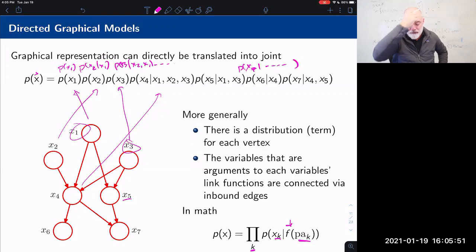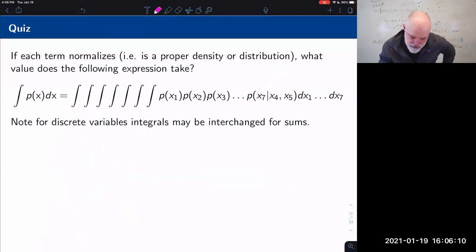Yes. Okay. So it does not mean that they're independent. Not at all. And this will become more apparent later on.